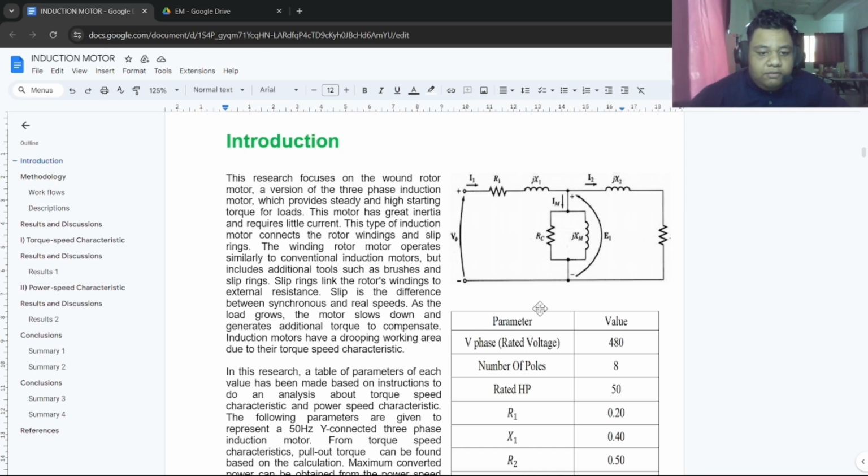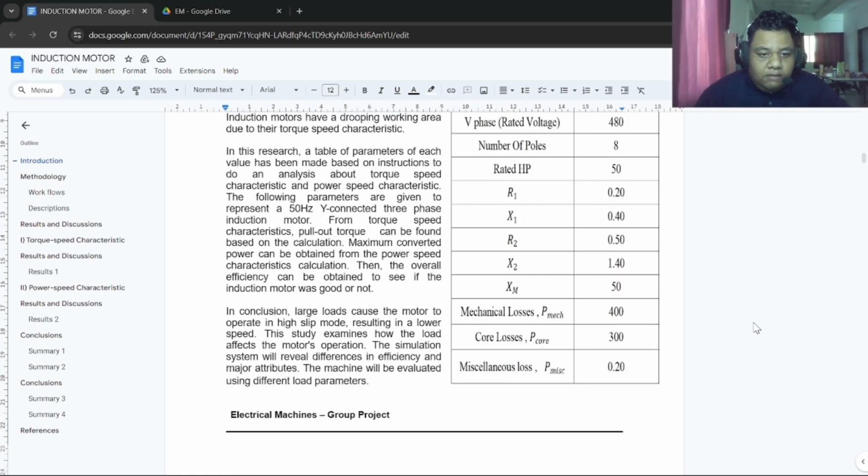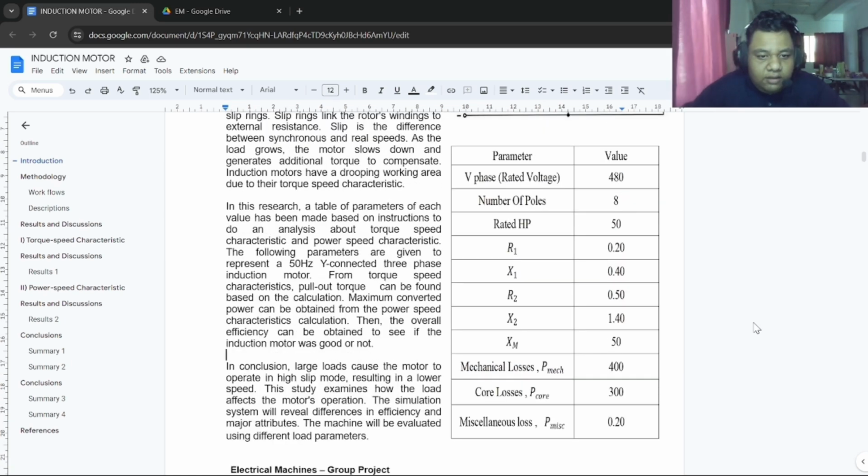Induction motors have a limited working area due to their torque-speed characteristics. In this research, a table of parameters with each value has been made, based on the instructions, to do the analysis of the torque-speed characteristic and power-speed characteristic.